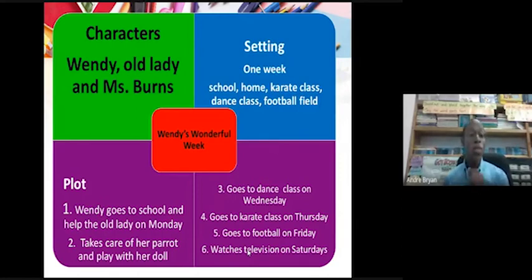Based on the diagram, we see that Wendy also goes to karate class on a Thursday. Is that all? Where else does Wendy go during the week? She goes to football on a Friday. Good job. And finally, on a Saturday, we see that Wendy watches television. Do you like to watch television, boys and girls? I like to watch television. What is your favorite TV show? That is mine too. All right, so let us continue with our lesson.